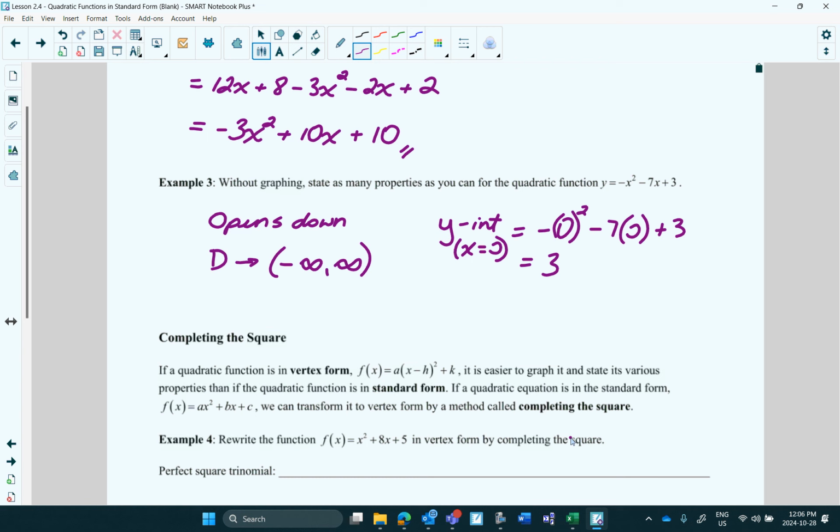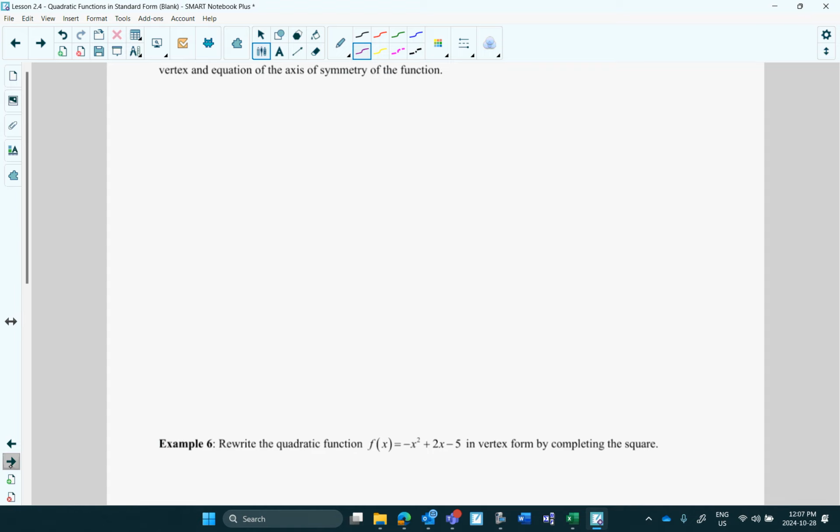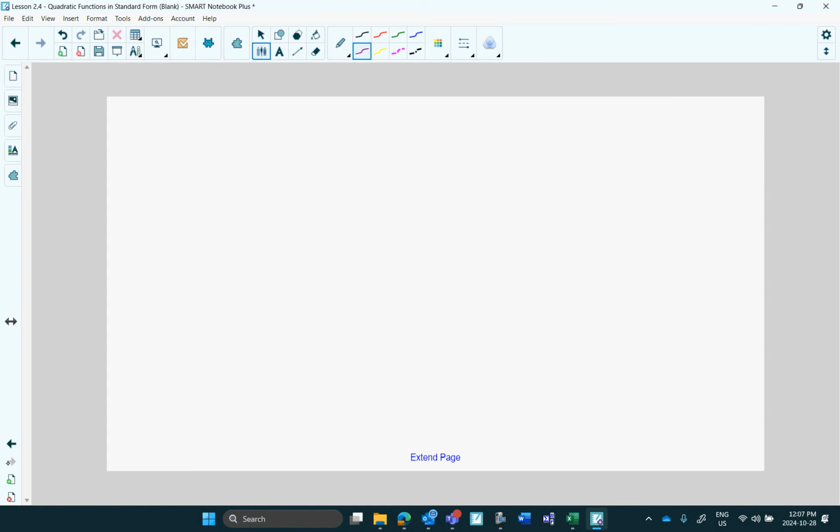I don't know how many x-intercepts there are because I don't know where the vertex is. All I know is that it opens down. Is it up high and it opens down so there's 2? Is it down low so it opens down so there's none? I don't know. So I can't state. So we've got to come up with a method to get from making it look like this to making it look like this.